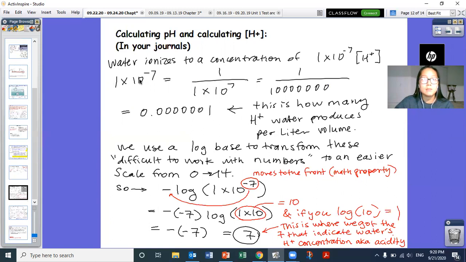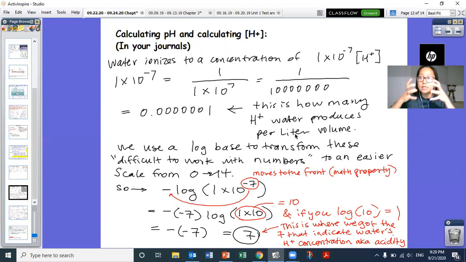Because 1 times 10 to the negative 7, you can invert it because there's a negative here, right? If you invert it to get rid of the negative, it becomes 1 over 1 times 10 to the 7 power. And that equals 1 over 10 million: 1, 2, 3, 4, 5, 6, and then 10 more. So 1 over 10 million. When you change that into a decimal form, that tells you how many hydrogen ions water is producing in a liter of water.